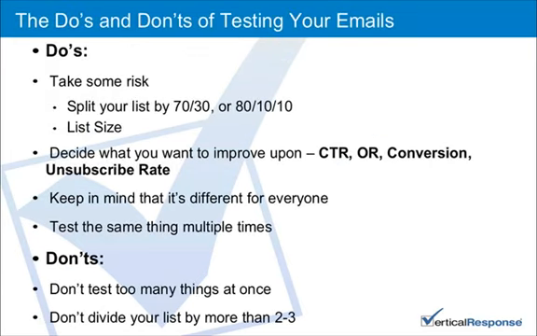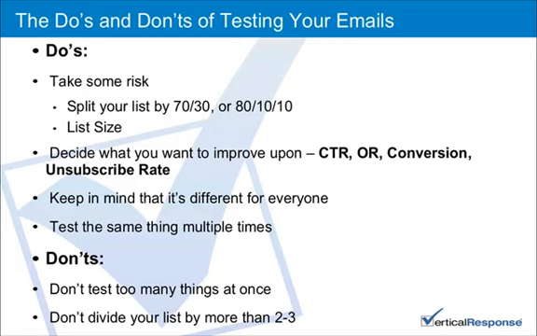All right, guys. Good morning, everyone. So first, we're just going to talk briefly about the do's and don'ts of testing. You definitely want to take some risk when you're testing your emails. You can really think outside of the box about what you think might work and what you think may not work. If you're really going for something far-fetched, then just split your list up by 80-10-10 or 80-20. If you just want to test something outside of the box on a small sample and see how it works, that's a great way to do it.